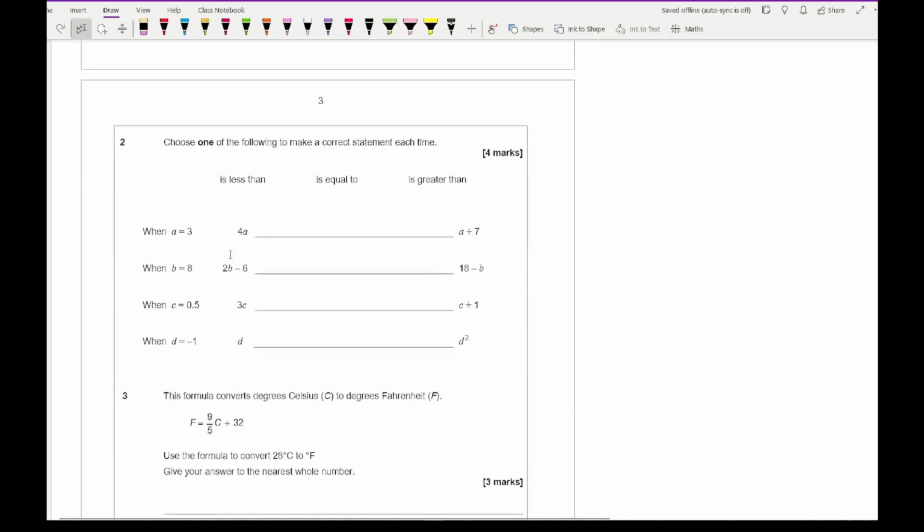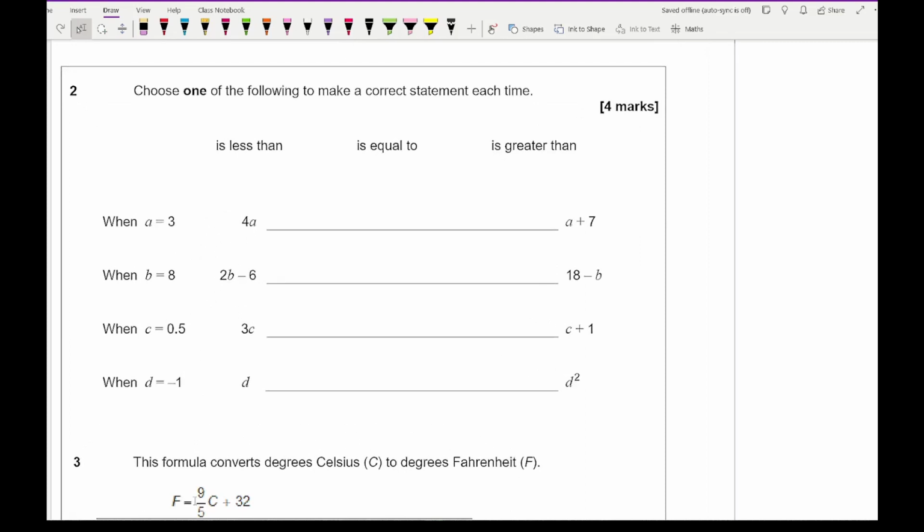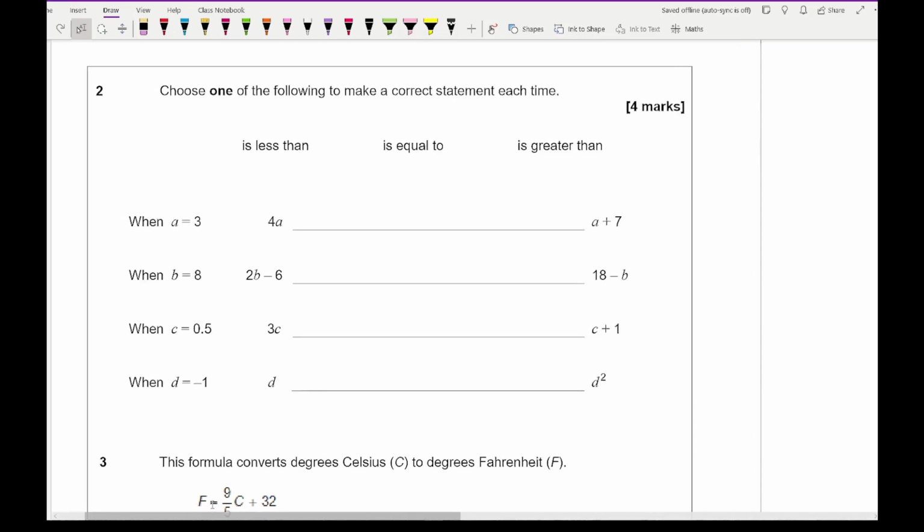Moving on to question 2, let's zoom in so we can see a little bit clearer on the screen. It says choose one of the following to make a correct statement each time. So the options are either less than, equal to, or greater than. With this particular question, I personally would substitute the numbers into both the left hand side and the right hand side expressions, and then make your judgment from there. So here when a equals 3, 4a, which is 4 times 3, is going to be 12. And then here we've got 3 plus 7, which is 10. So 12 is greater than 10, so the statement is greater than.